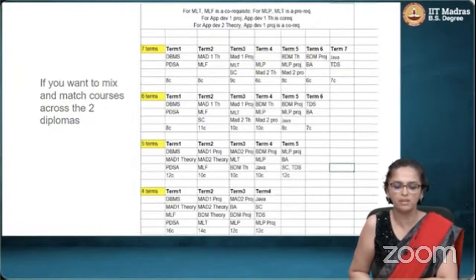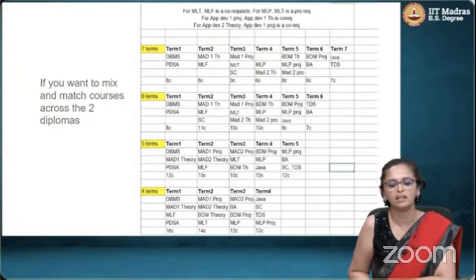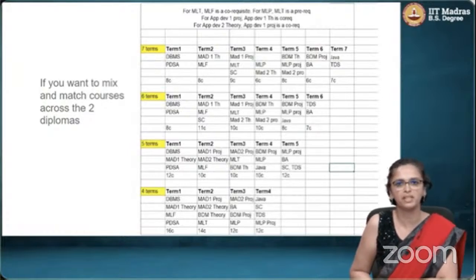And the next would be 5 terms, where we have given how you mix and match the courses and which courses you take when, based on the prerequisites and co-requisites, and how you complete it. It is shown here. And also there is a sequence of courses you can take if you want to complete both the diplomas in 6 terms or 7 terms.